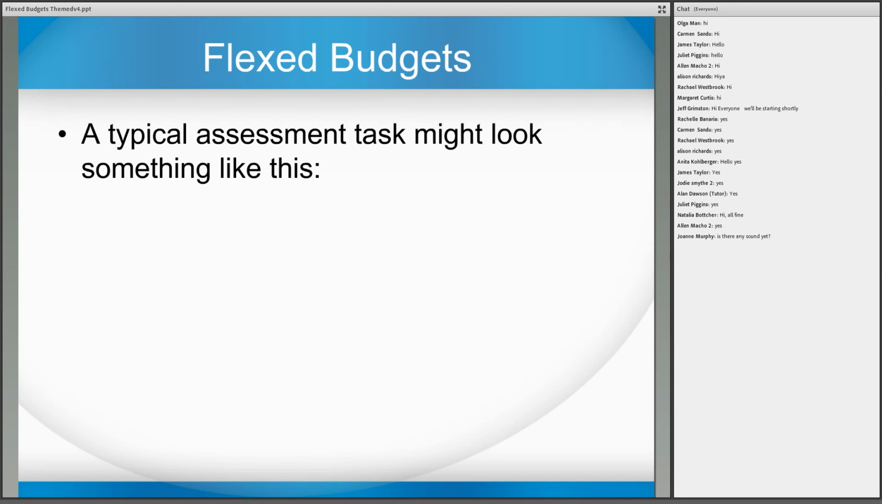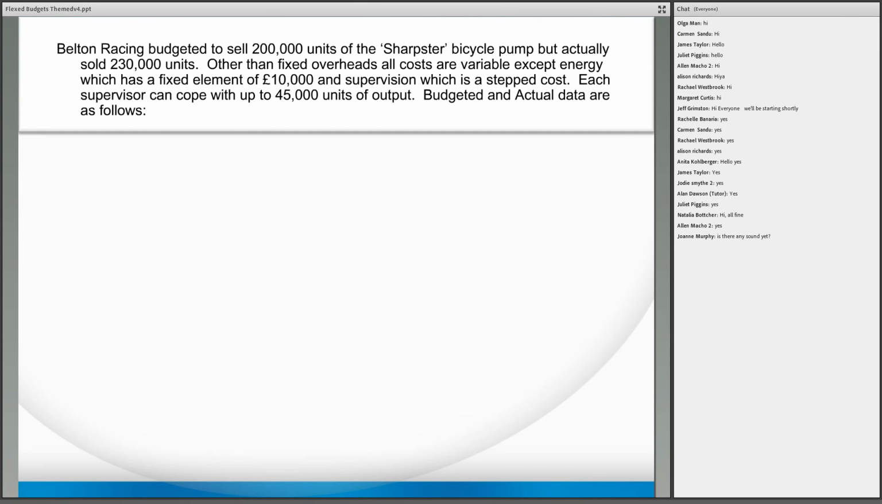So a typical task might look something like, here we go, we've got a bit of data. Belton Racing budgeted to sell 200,000 units of the Sharpster bicycle pump, actually sold 230,000 units. And invariably in the preamble there will be some important information about the behavior of the costs, and we're going to keep this one visible in a minute. Other than fixed overheads, we're told all costs are variable, with two exceptions. Energy has a fixed element of £10,000 and supervision is a stepped cost.